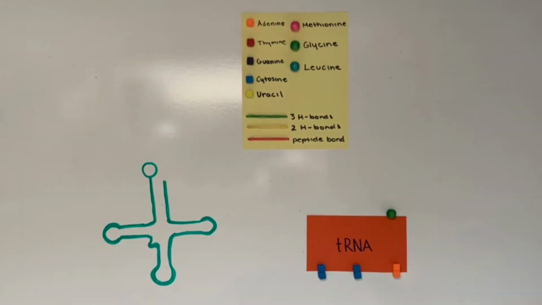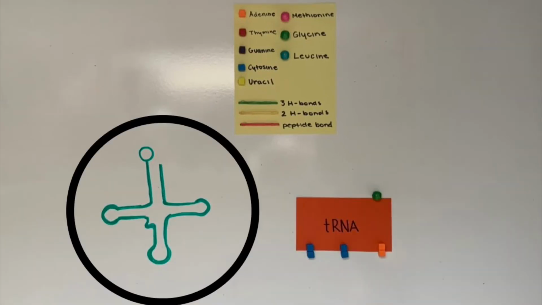This is my model for transfer RNA. tRNA is found in the cell's cytoplasm. It is 70 to 90 nucleotides long, and although my model doesn't show this, it has the shape of a clover leaf. Its bases are A, U, G, and C, with 2 hydrogen bonds between A and U and 3 between G and C. The backbone of tRNA is the same as mRNA.